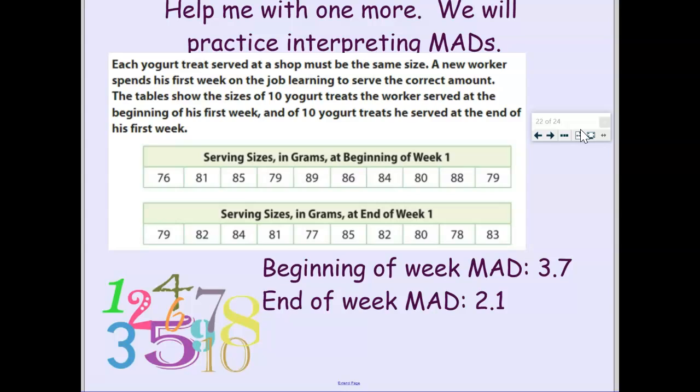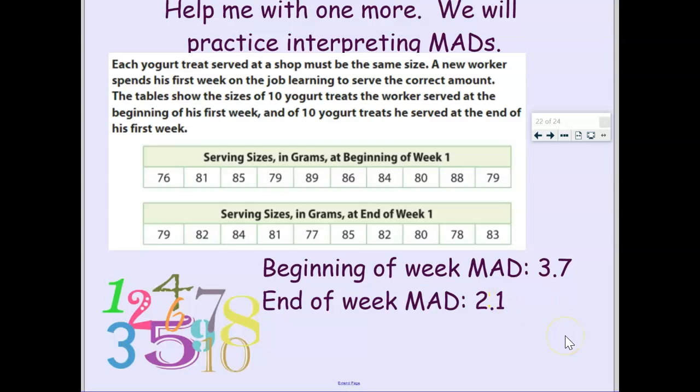But anyway, so if you're a worker at your job and you have to dole out yogurt and they say, okay, we want them to be the same size. So every time you serve up a medium yogurt, you weigh it and they write it down. So at the beginning of the week, here's the size in grams, okay? At the end of the week, here's the size in grams. If we calculate the MAD from the beginning of the week, we get 3.7. If we calculate it from the end of the week, we get 2.6.